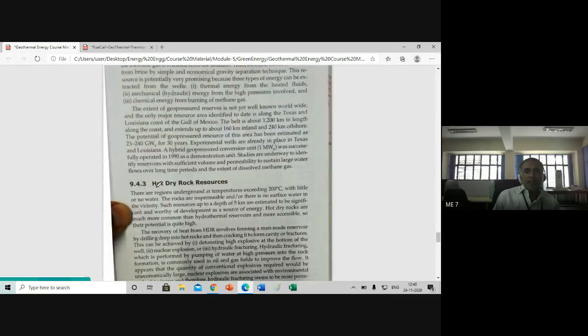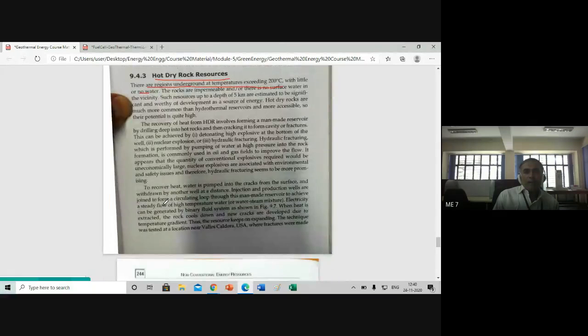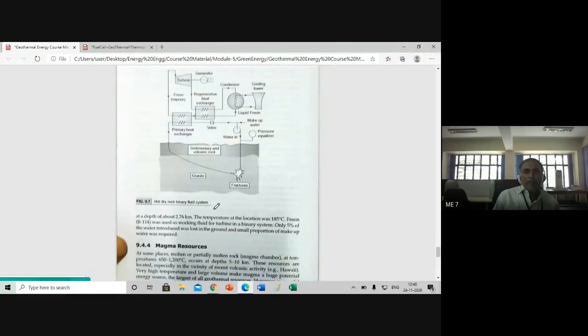Hot dry rock resource. There are regions underground at temperatures exceeding 200 degrees Celsius with little or no water. Such as like this. Here, these are all granite. Here, fractures will take place, and this hot water they will take and pass like this. That's all. That's all the hot dry rock binary fluid.